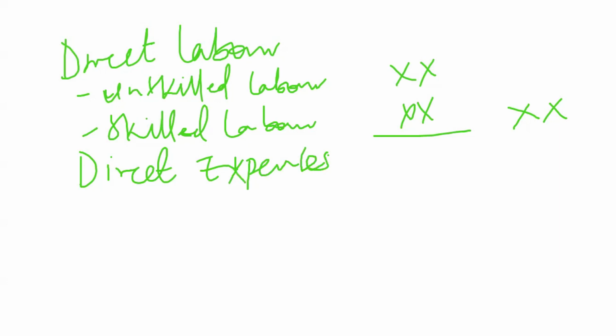So if it's not a direct material or a direct labor, then it's supposed to be a direct expense. So this is not a direct cost, but it is a direct expense, because there is a difference between these two items, the direct expense and the direct cost. Remember, we said there is a difference between an expense and a cost.